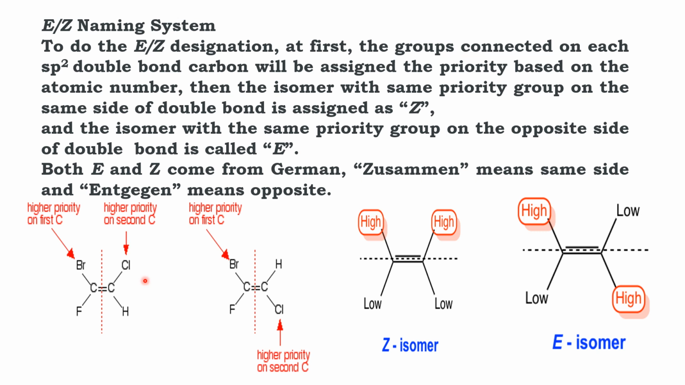The priority is based on the atomic number. The highest atomic number atom gets the highest priority. Here, bromine has the highest atomic number, hence maximum priority. The second priority is chlorine, the second highest atomic number. Third priority is fluorine and the least priority is hydrogen. In this molecule, bromine and chlorine have the first and second priority, while fluorine and hydrogen have the third and fourth priority. The highest priorities are on the same side. Hence, it is designated as Z isomer.